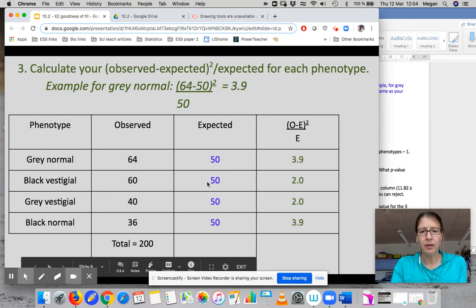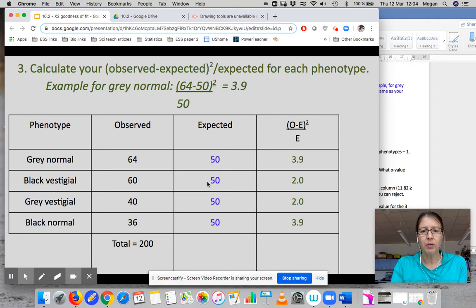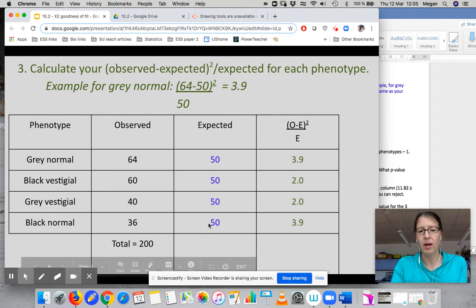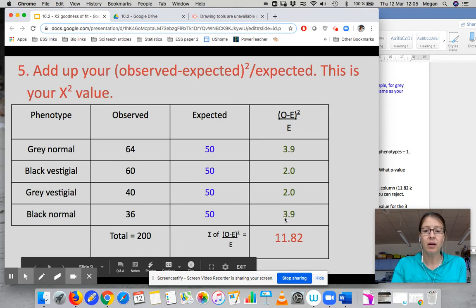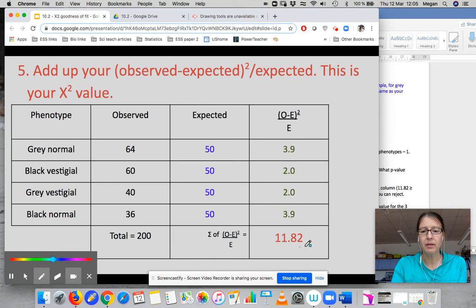So 60 minus 50 squared divided by 50, and that's going to give us 2. 40 minus 50 squared divided by 50 is 2. And then 36 minus 50, square that, divide it by 50, and you get 3.9. So here's all of our values together. Then when we have all of our observed minus expected squared divided by expected, we add it up and we get our chi-square value. So this is that big chi-square value that's so important for us.